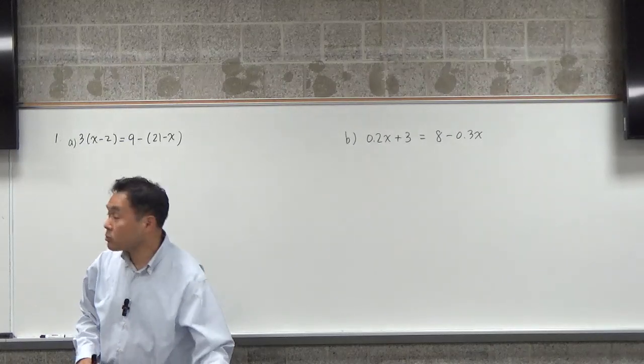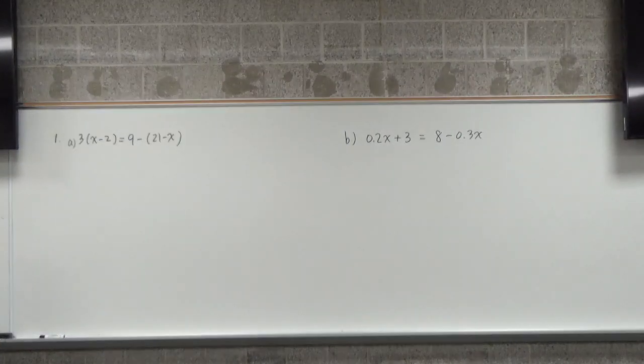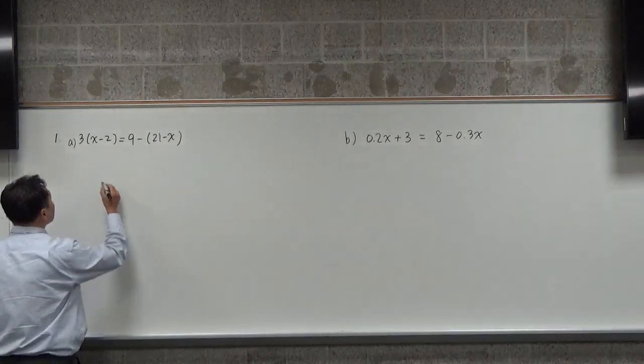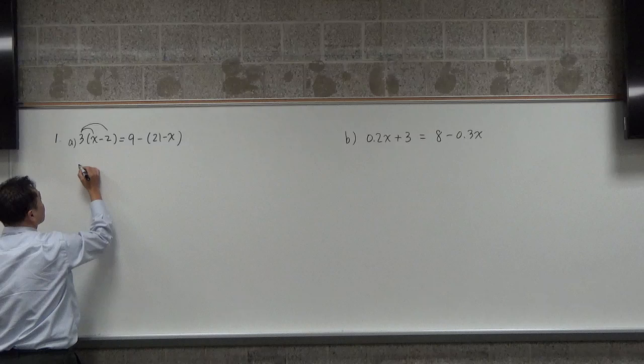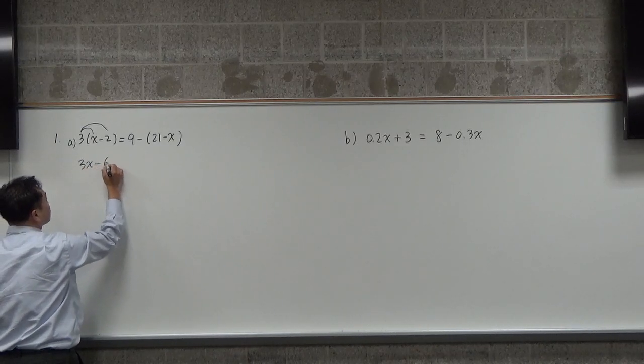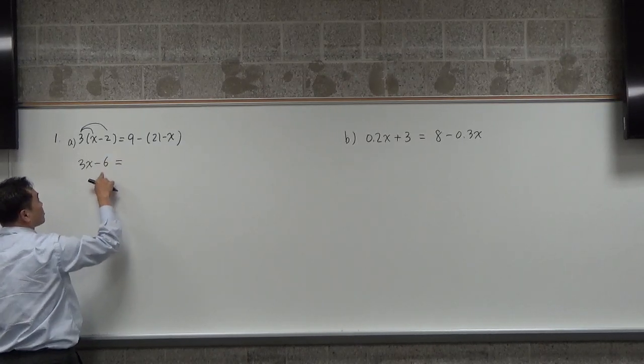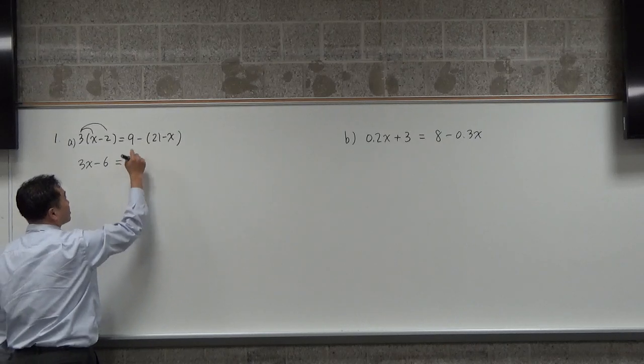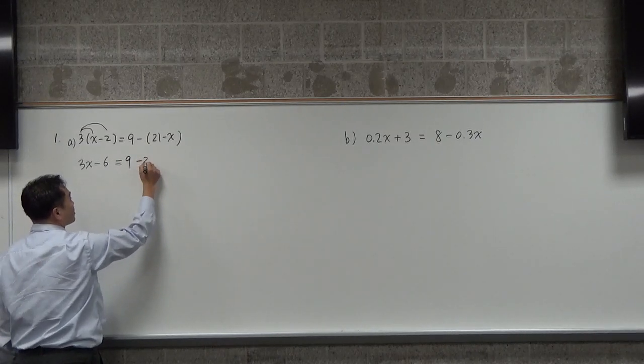Okay, first two questions are quite elementary, just some confidence builder. Let's try them. 3x minus 6, 3 times 2 is 6. 9, distribute the minus sign.